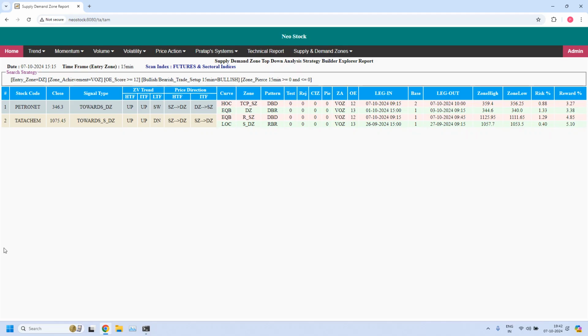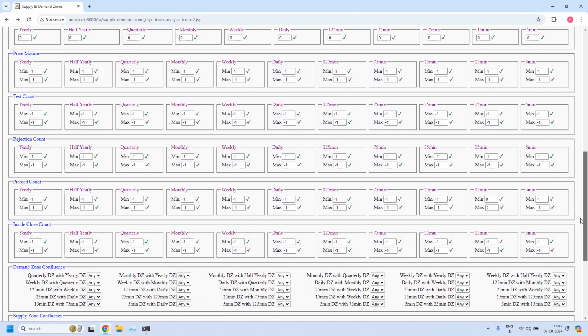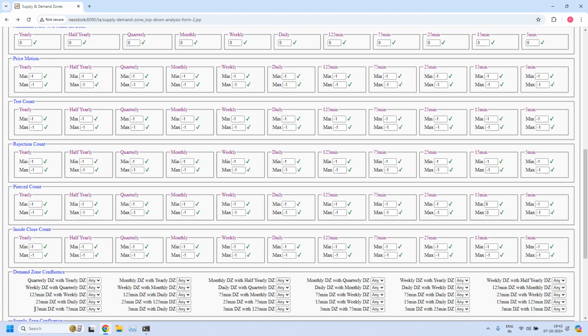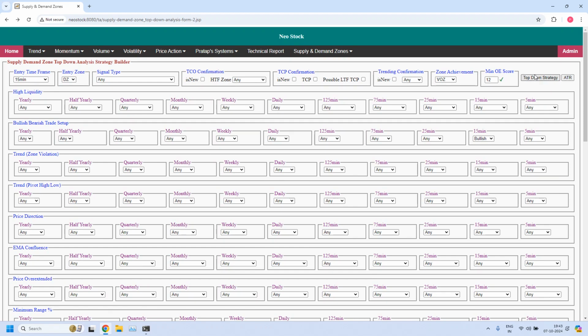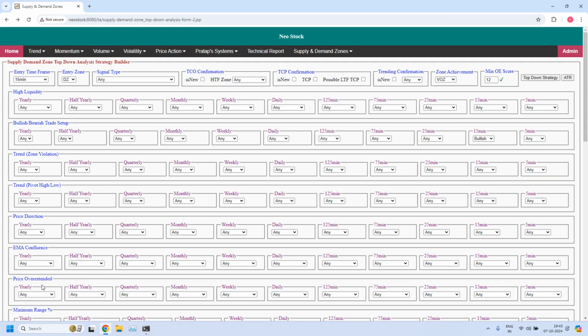Now let's verify how many of these stocks are having ITF confluence. The demand zone confluence, 15 minutes demand zone with 75 minutes demand zone confluence I enabled. Both the stocks are having ITF confluence. Because the 15 minutes demand zone is part of the 75, that is ITF. If any of the 75 minute zone is having daily EMA confluence, it's a high probability setup.